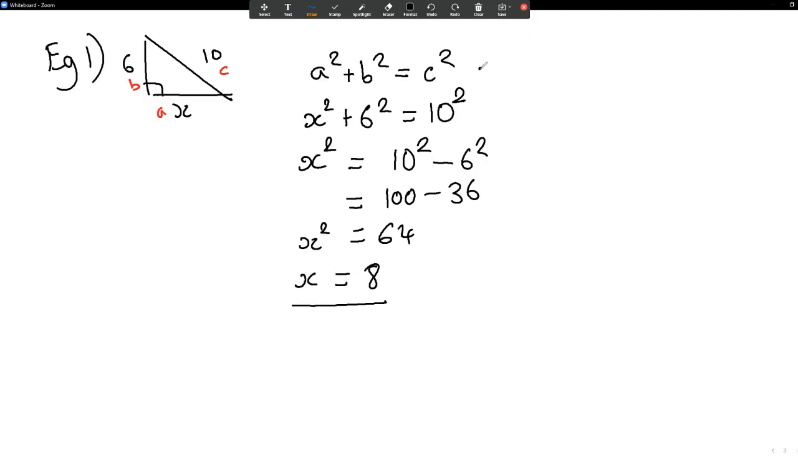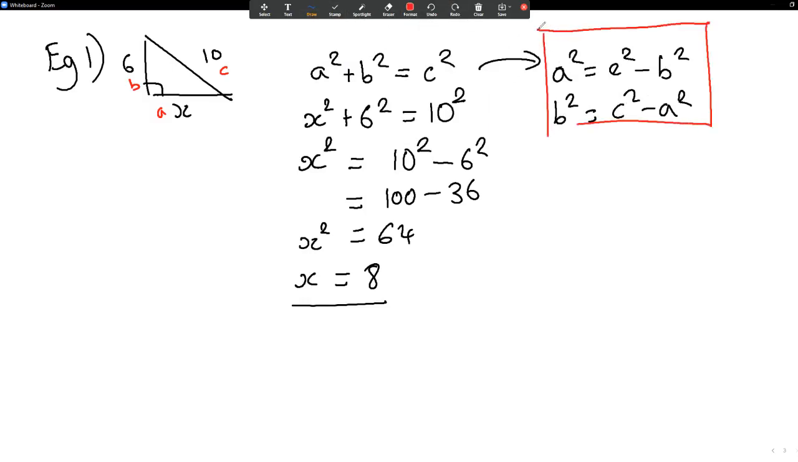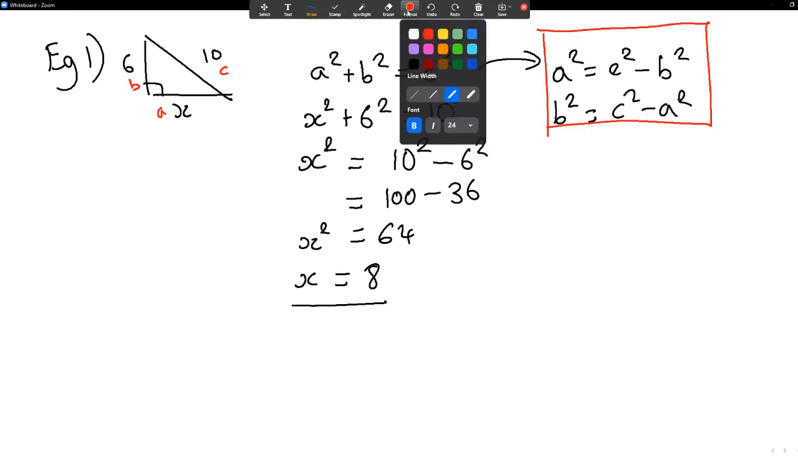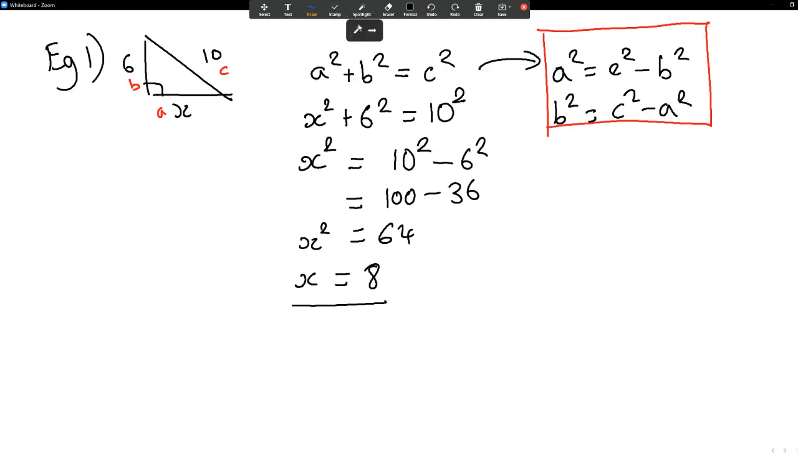Another way of writing this equation would be to move b to the other side to get a. So we have a squared equals c squared minus b squared, or you might have seen it b squared equals c squared minus a squared. These are other versions of the equation that you could use if you don't know a or b. But so long as you understand this equation here, you'll be alright, because you can just rearrange it like I did here.